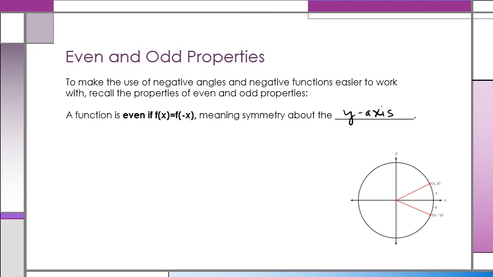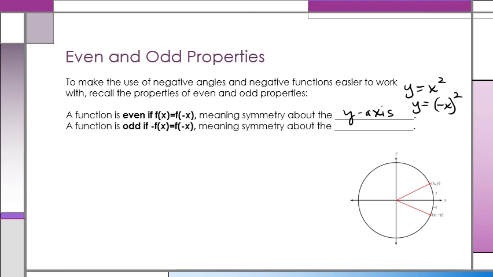A perfect example of this, maybe from a previous class, is knowing that y equals x to the second versus y equals negative x to the second are going to give you the same picture. A function is odd if negative f of x is equal to f of negative x, meaning that we have symmetry not only about the y-axis, but also the x-axis. Now I didn't leave a lot of space for that, because typically when we have symmetry around both the x and the y-axis, we say that we have symmetry about the origin.